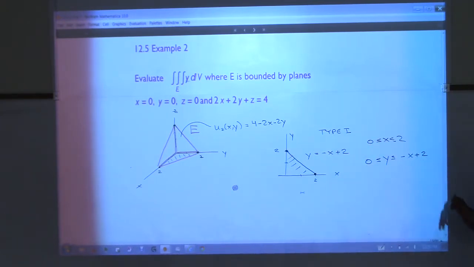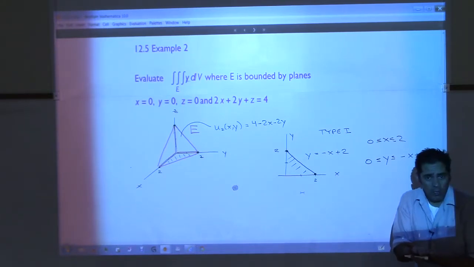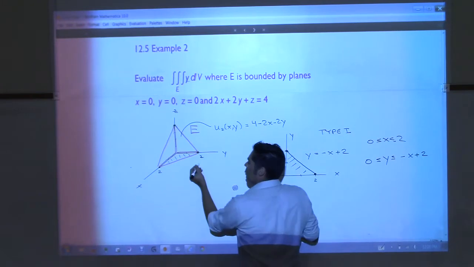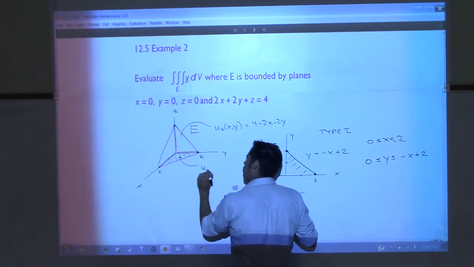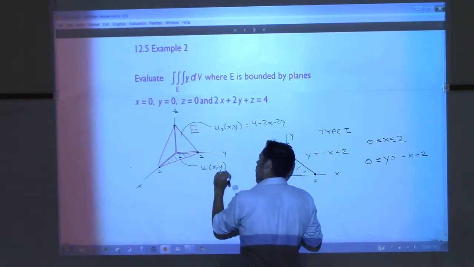Now what's the bottom surface? That's just the xy plane, the floor, right? That's the bottom of this. So the bottom of that is u1 of x, y, which is just 0.